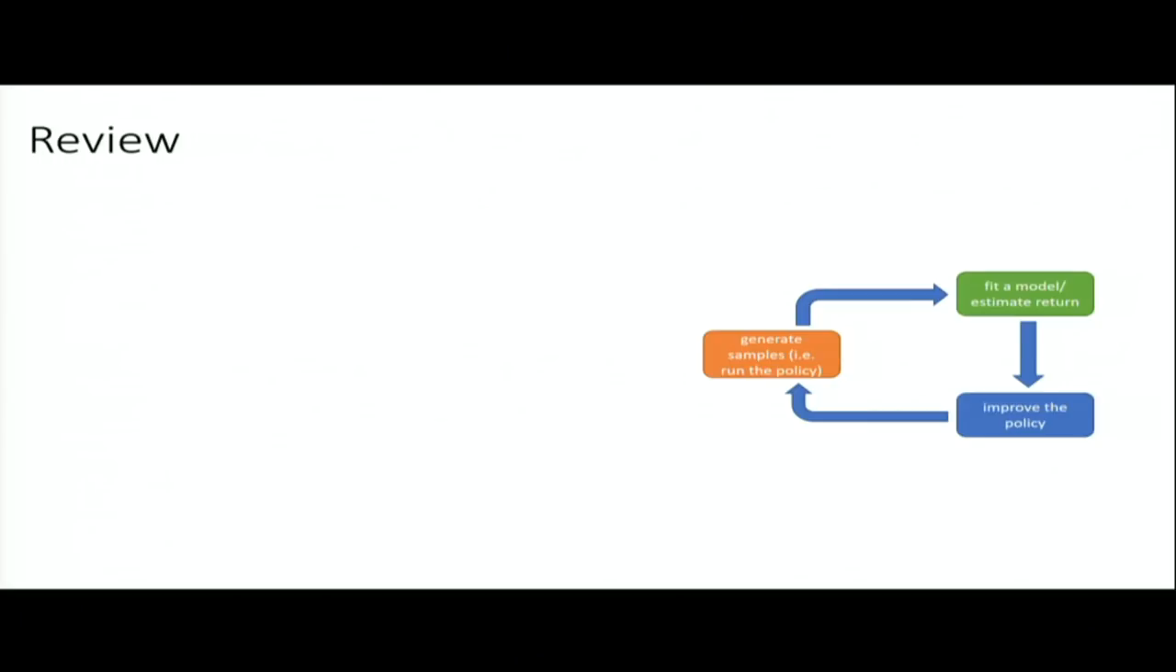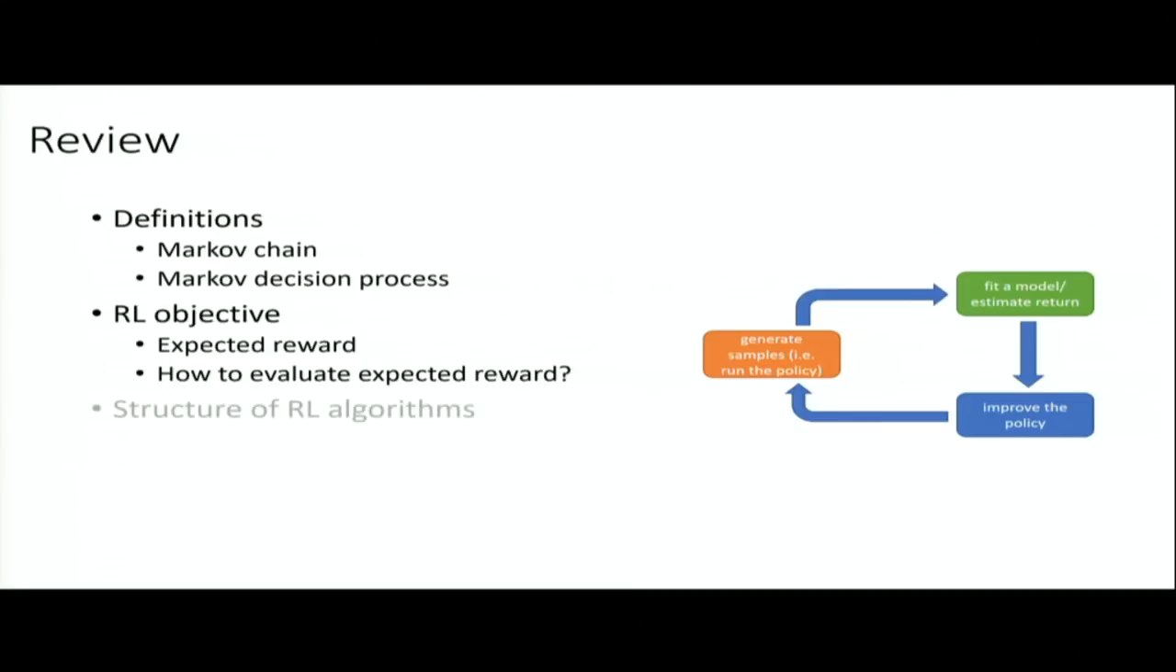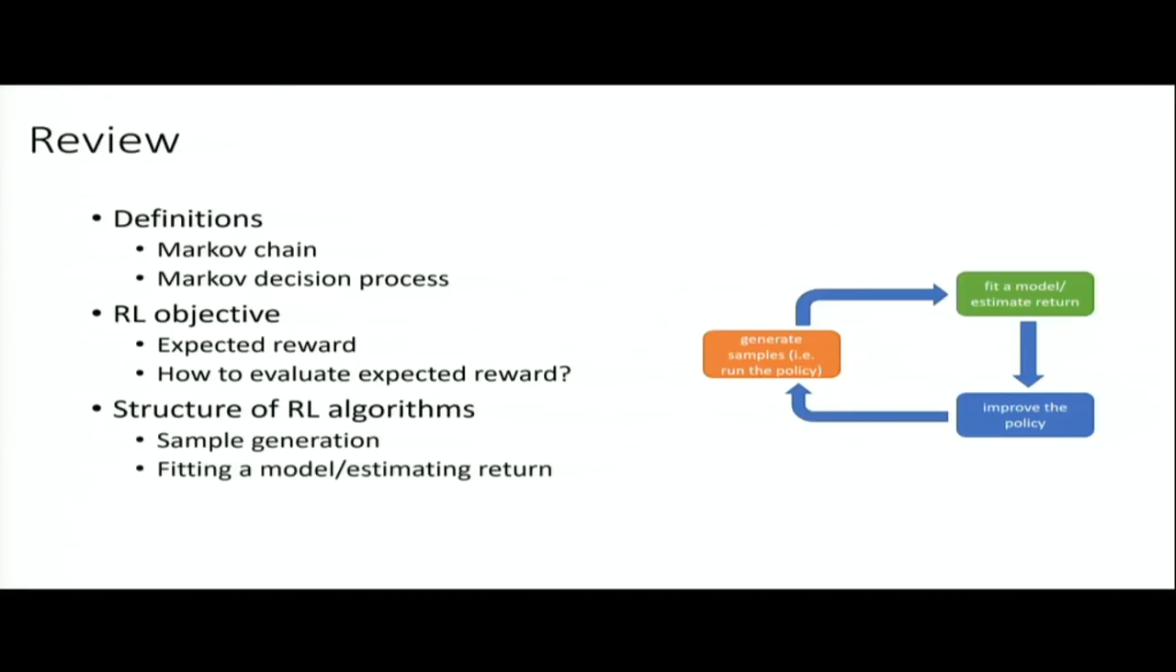OK, let's review. We talked about some definitions. We talked about Markov chains and Markov decision processes. We talked about the RL objective, which is expressed in terms of the expected reward. We talked about how we can evaluate expected reward for infinite horizon problems. We talked about the structure of RL algorithms. There's a sample generation phase, a model fitting or return estimation phase, and a policy improvement phase. And we talked about value functions and Q functions. So does anybody have any questions about any of the things here?